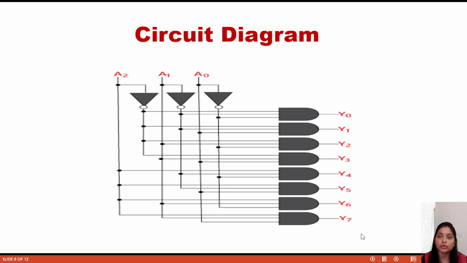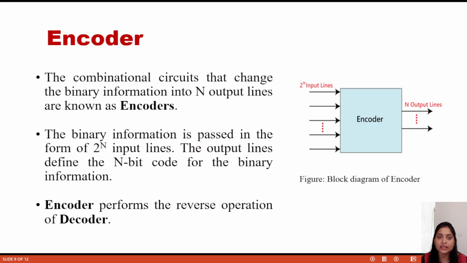Okay, so next we will start the encoder. Encoder is actually just the opposite of the decoder. So what does opposite mean? In the case of a decoder, the number of inputs is less and the number of outputs is high, but in the case of an encoder it is just opposite, meaning here the number of inputs is high and the number of outputs is low.